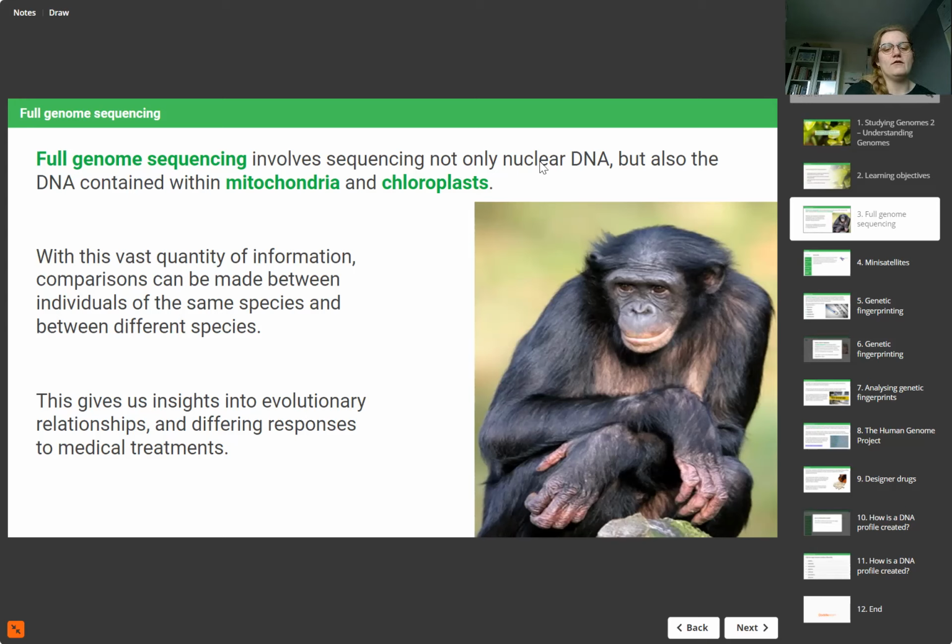It also allows us to have differing responses to medical treatment. If we can look at someone's whole genome, we can maybe see how they're going to respond to different medicines, different drugs, and how their body is affected by different illnesses. So if we can look at a human's genome, we can treat them differently and have more specialized, individualized medicine.